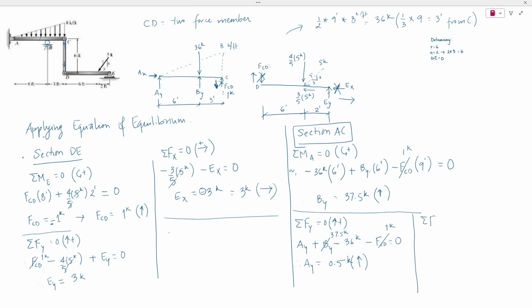Finally, summation of all the forces in x direction to be 0, towards right would be positive, then AX, and looking at this free body diagram, we don't have any external load applied horizontally, so AX would be actually 0. So summarizing all these forces, we have vertical reaction at A 0.5 kips. We don't have any horizontal reaction at A. At E, we calculated vertical reaction to be 3 kips, and horizontal reaction towards right, which is 3 kips, and at B, the vertical reaction was found out to be 37.5 kips.